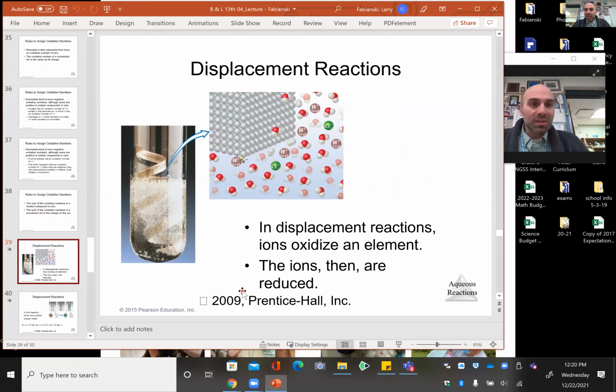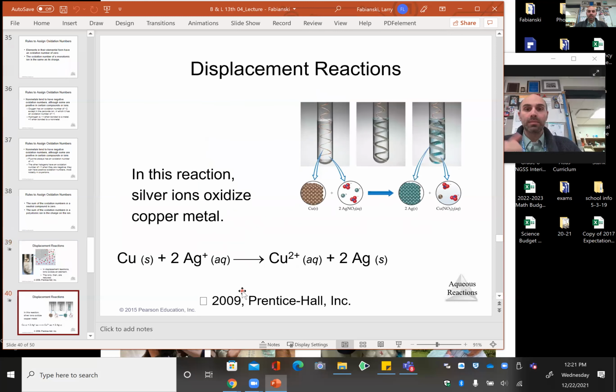All right, that was redox reactions. So let's take a look at displacement reactions. Displacement reactions is actually displacing something, bouncing it out. So here is a common reaction between magnesium metal and hydrochloric acid. We see that the magnesium metal is getting bombarded with the hydrochloric acid, and that it will replace some of the ions. In a displacement reaction, ions oxidize an element. The ions are then reduced. It's a redox reaction again.